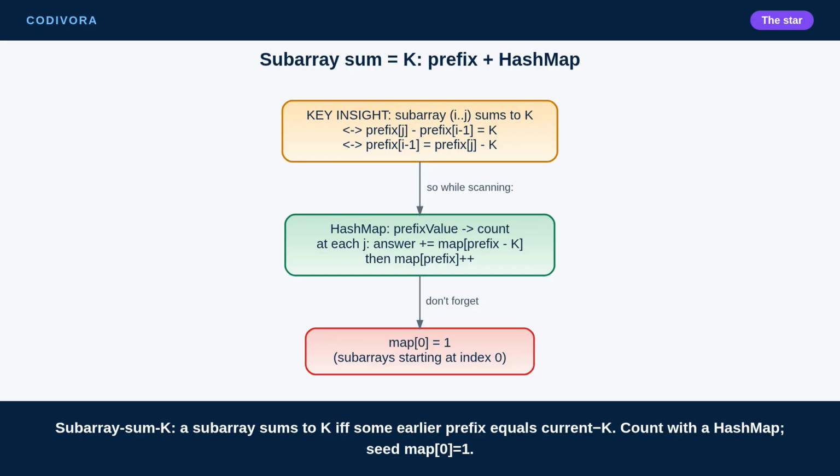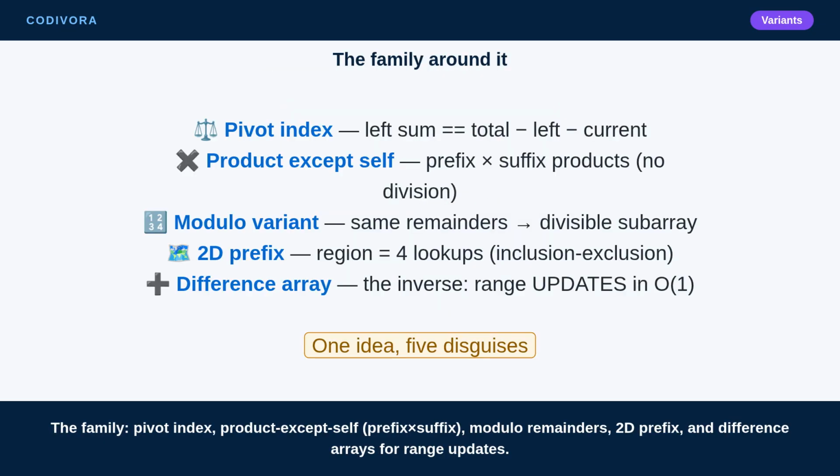This prefix plus hash map combo also powers continuous subarray sum with modulo, and count of nice subarrays, same skeleton. The family around the core. Pivot index. The point where left sum equals total minus left minus current. 1 prefix pass. Product of array except self. Prefix product from the left times suffix product from the right. No division needed. The modulo variant. 2 prefixes with the same remainder mod K sandwich a divisible subarray. Store remainders in the map instead of sums. 2D prefix sums answer any rectangle in 4 lookups.